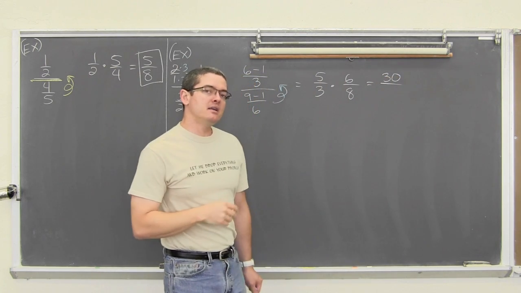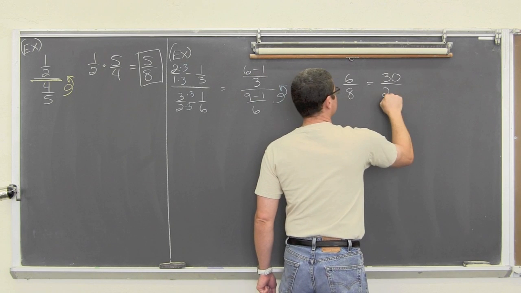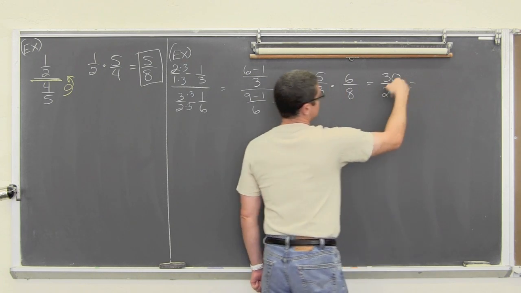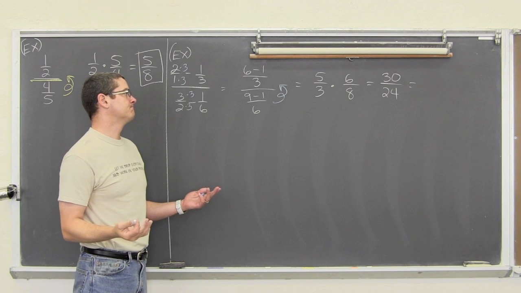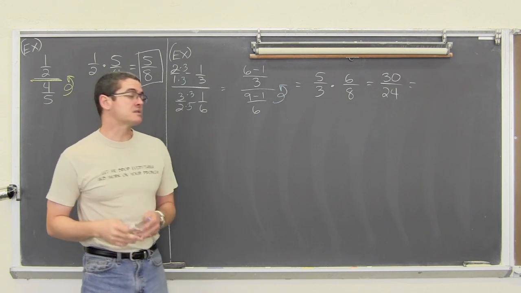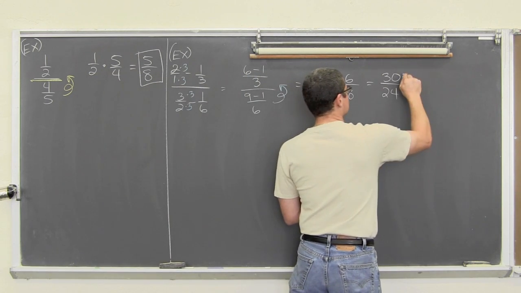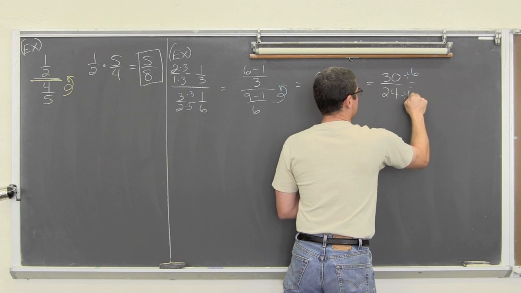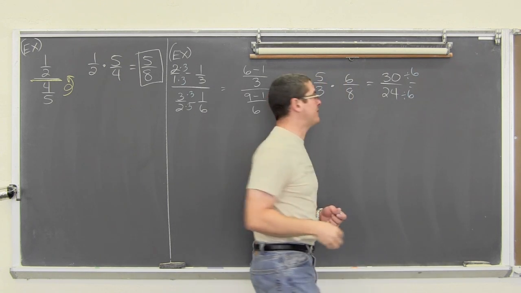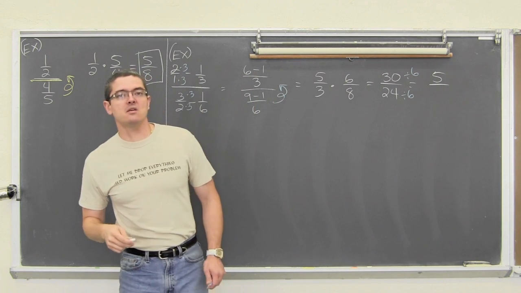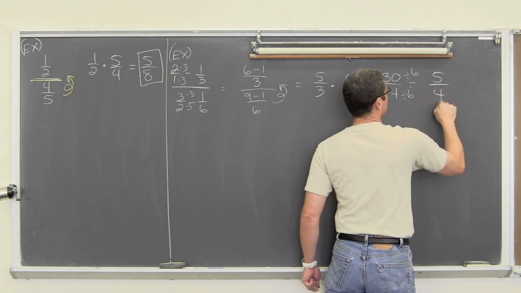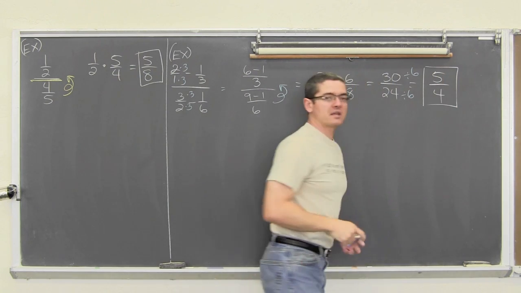3 times 8 is equal to 24. And these 2 numbers both have a common denominator of, looks like 6. So we're going to divide the top by 6, the bottom by 6. 30 divided by 6 is equal to 5. And 24 divided by 6 is equal to 4. And that's the end of our second example.